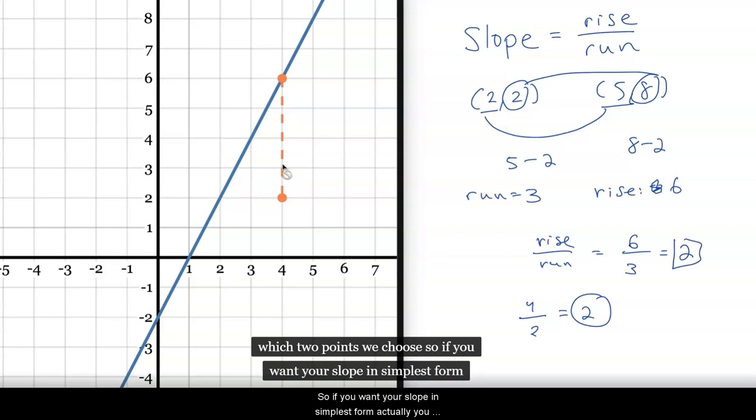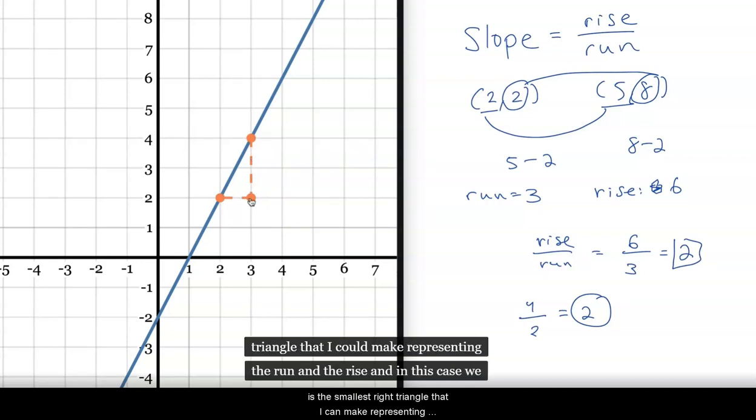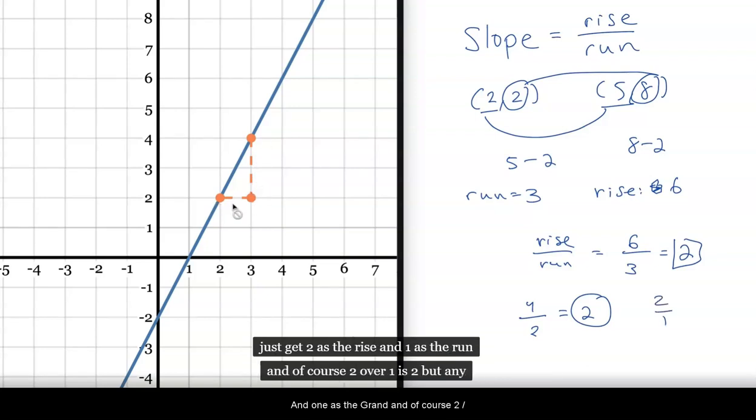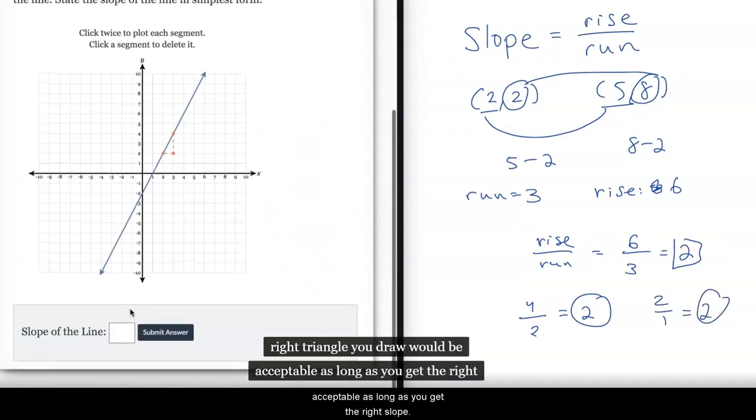So if you want your slope in simplest form, you should choose one point which is a whole number coordinate, and then choose the closest point, which is also a whole number coordinate, which would be that. So in this case, it would be a run of 1 and a rise of 2. This is the smallest right triangle that I could make representing the run and the rise. In this case, we just get 2 as the rise and 1 as the run, and of course 2 over 1 is 2. But any right triangle you draw would be acceptable as long as you get the right slope.